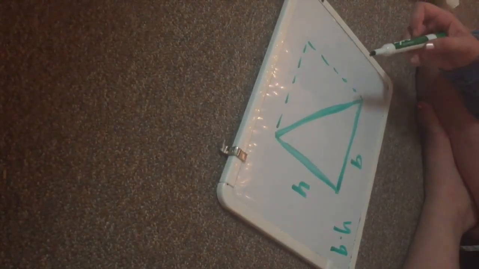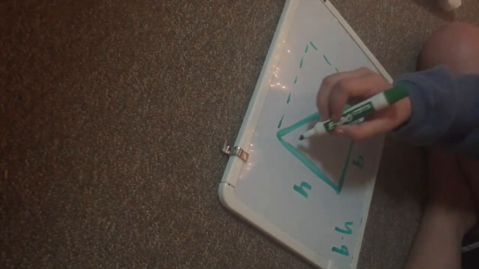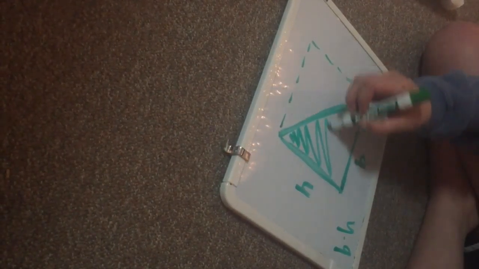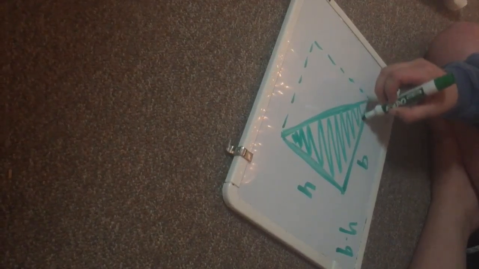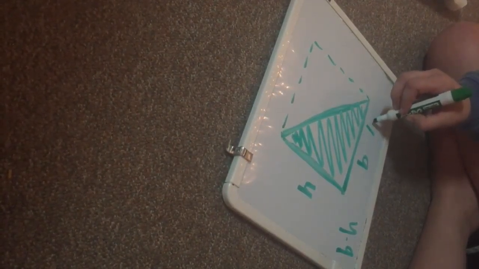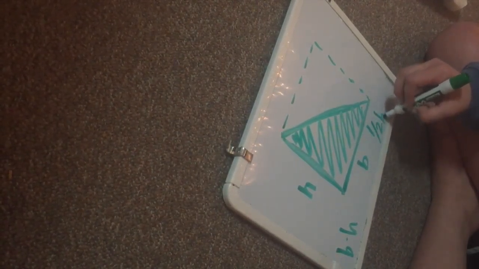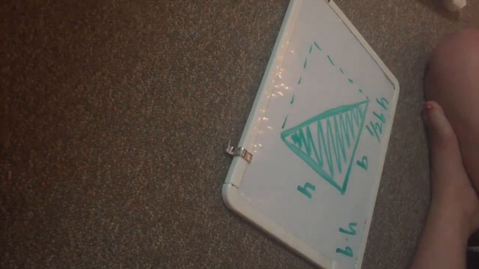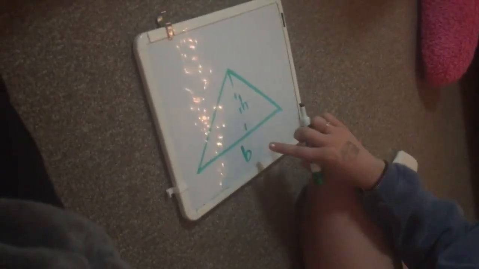But we can see here also that the triangle is half of this new rectangle, so that's why we would multiply it by 1/2. So the formula for this would be 1/2 base times height to find the area of this triangle. So this triangle, the height is on the inside.